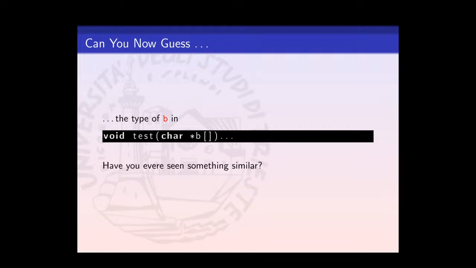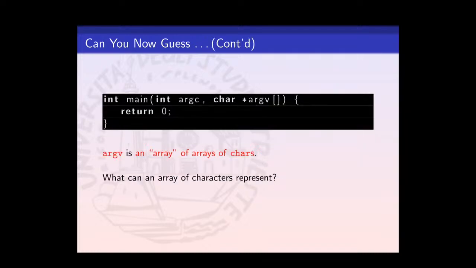Have you seen something similar before? In the main, right? Great. So in our main, the second parameter was char star b open and close square parentheses. So the meaning of the second parameter is an array of pointers to chars. Okay, and what is it used for?